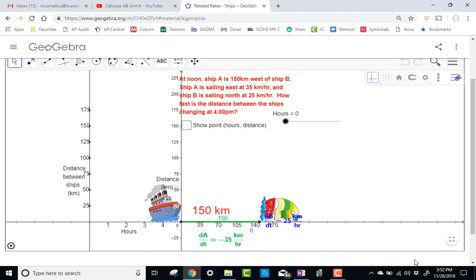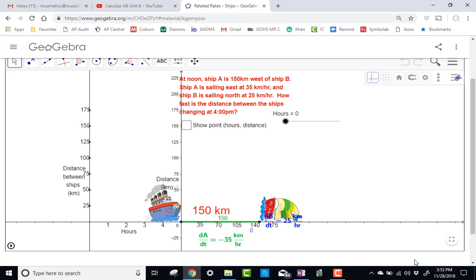Okay, so our next problem, if you flip the page, talks about at noon, ship A is 150 kilometers west of ship B. So ship A is the blue one on your left, and ship B is the one on the right. Ship A is sailing east at 35 kilometers per hour, and ship B is sailing north at 25 kilometers per hour. How fast is the distance between the ships changing at 4 p.m.?